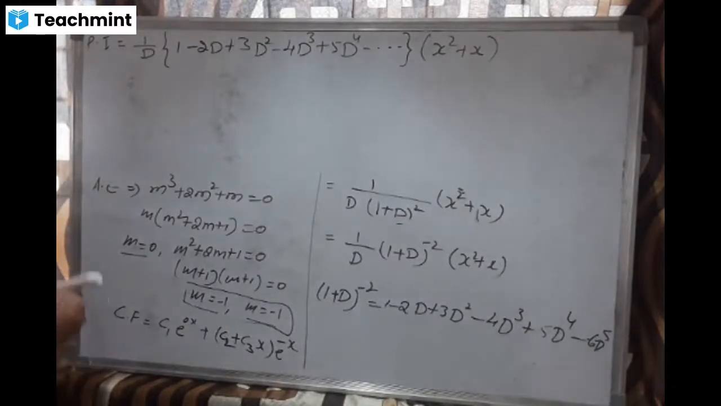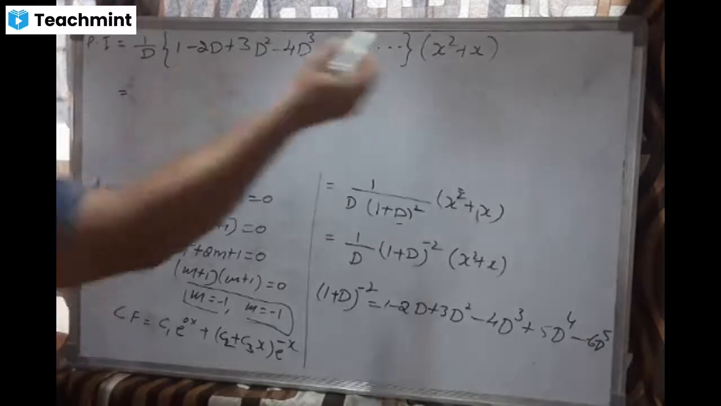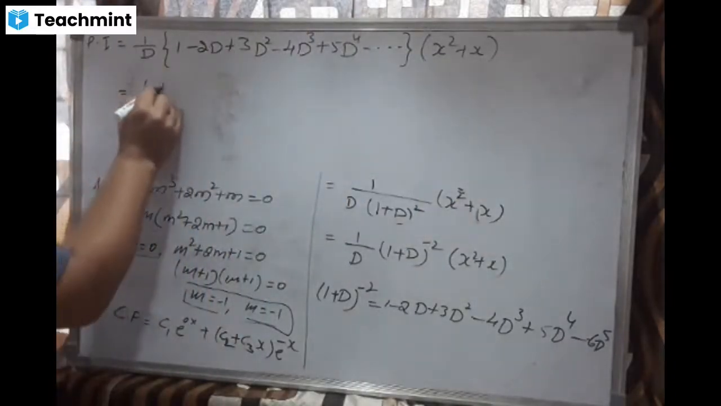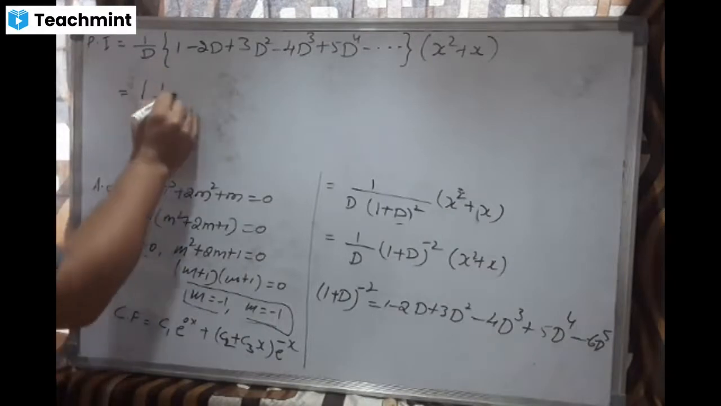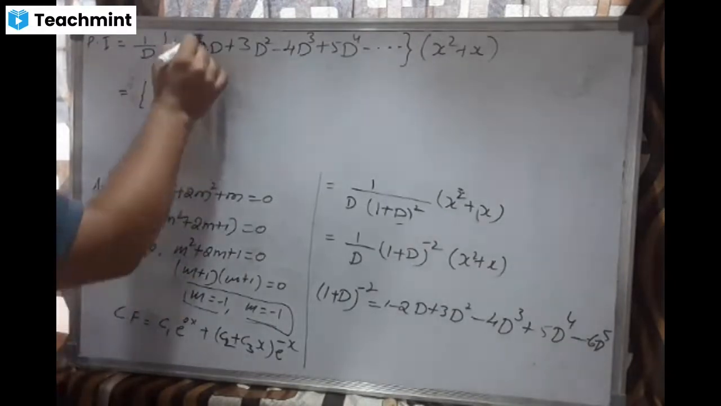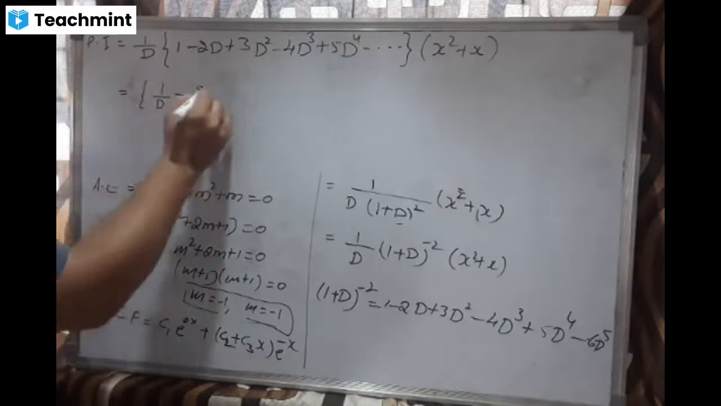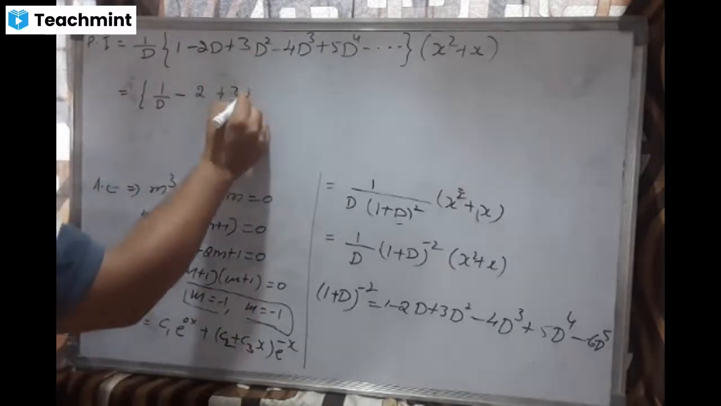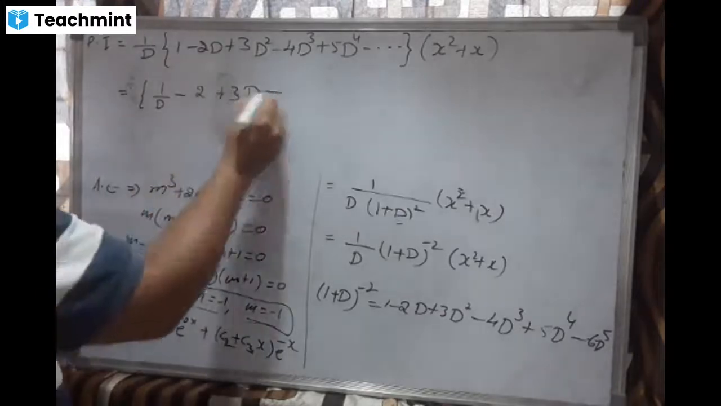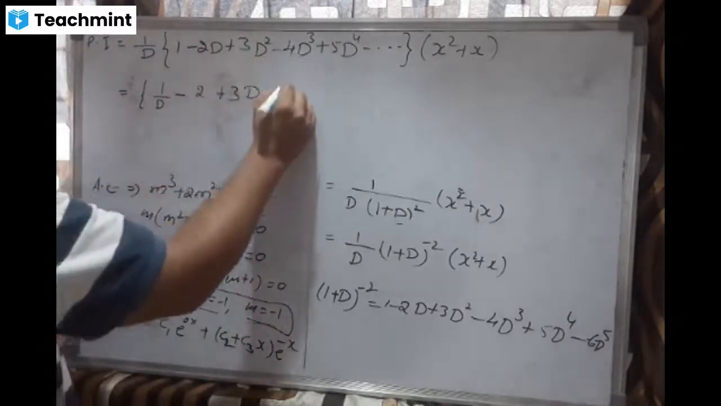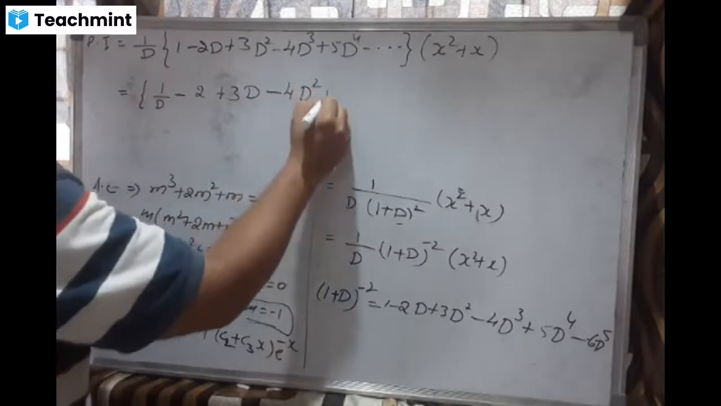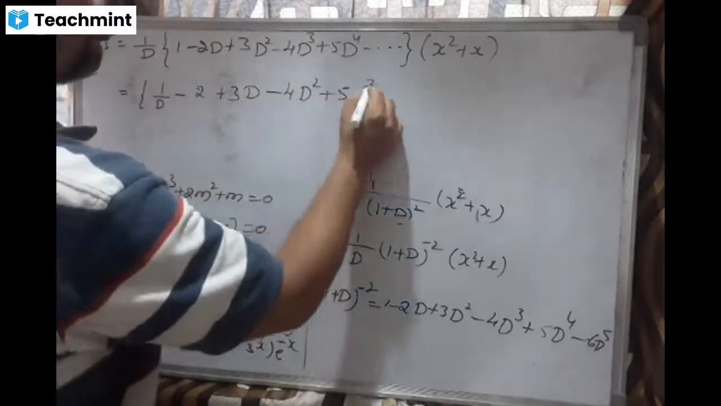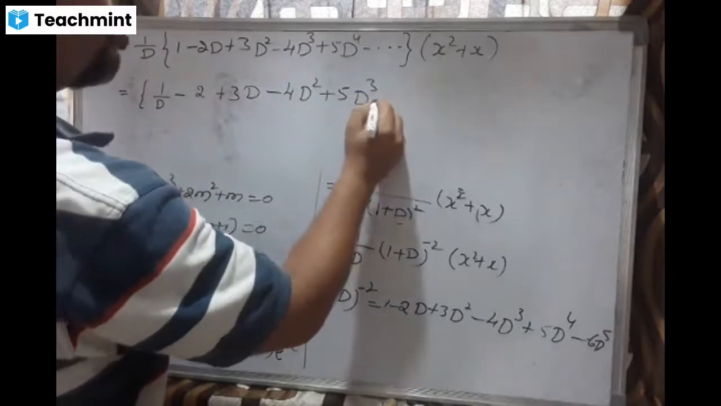Okay, now next what we have to do, before I bring this inside, I'll take this one first inside. What happens then? 1 divided by d, it will be minus 2, only the constant term will be there. If you multiply this, plus 3 times d square divided by d, it will become d, minus 1 by d, multiply this, 4d square, plus again if you multiply this, 5 times d cube, plus minus dot dot, it goes.